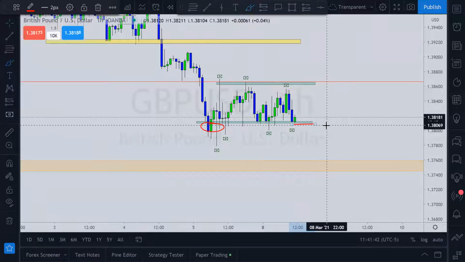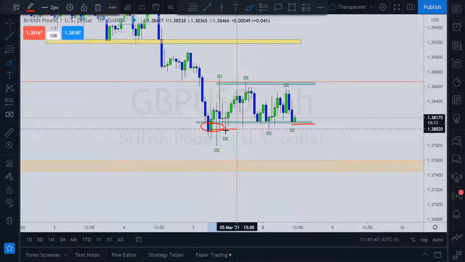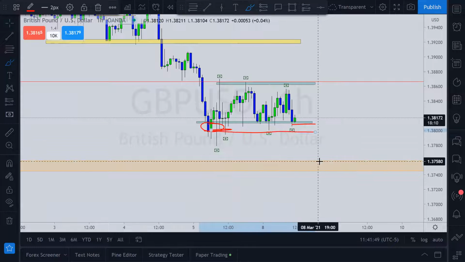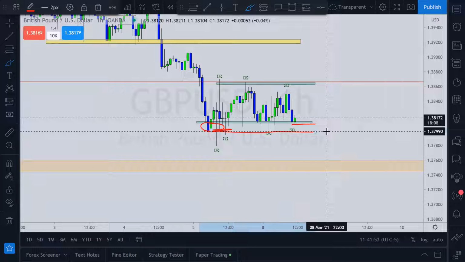That's right around 1.38, and a more conservative entry for short would be here around 1.37985. Let's call it 1.38. Excuse me, below 1.38. That whole number. I love these whole numbers. 80, 20. Those are the numbers you want to look for, along with the major ones of 00 and 50.